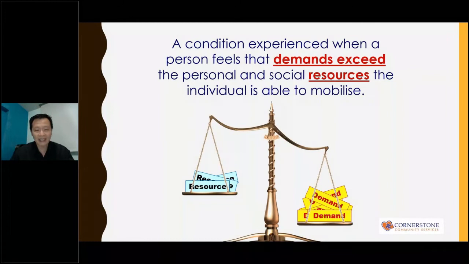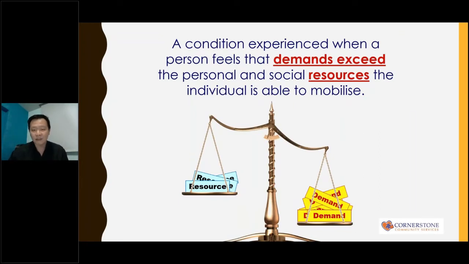Stress is defined as a condition experienced when one person feels that demands exceed the personal and social resources that the individual is able to mobilize. Basically, it means when the demands on your life are more than what you can handle, more than the resources that you have, you have this feeling of stress. I think the keyword here is feels, because stress is really a feeling. There's no substance in it.